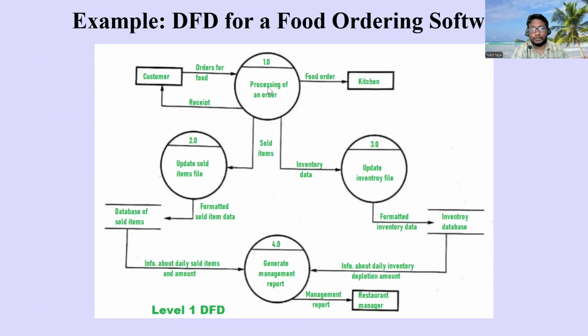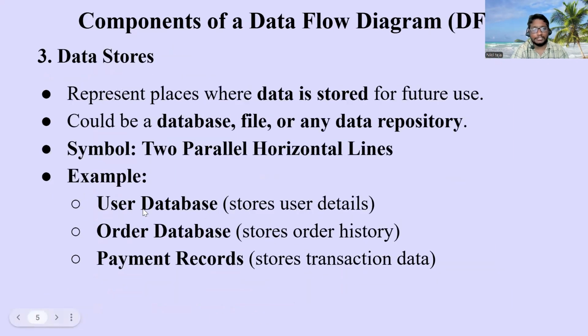See, this process will be represented in a circle. Processing of order, updates sold. These all are processes, right? Processes will be represented in a circle. Rectangles are nothing but external entities, and horizontal parallel lines are nothing but the databases or the data stores. So user database, order database, payment records, right?